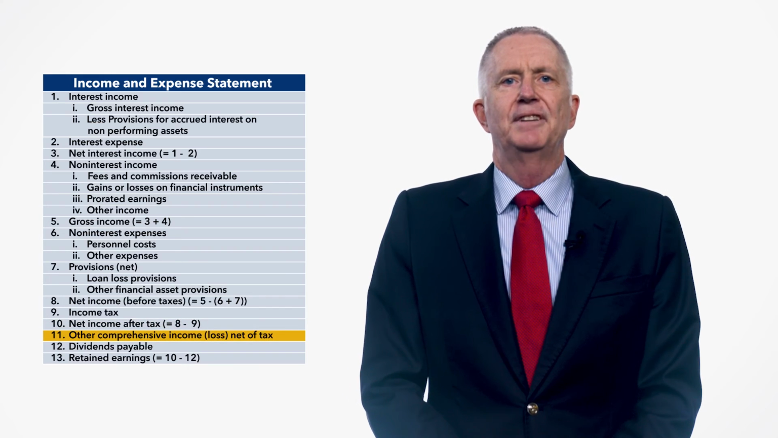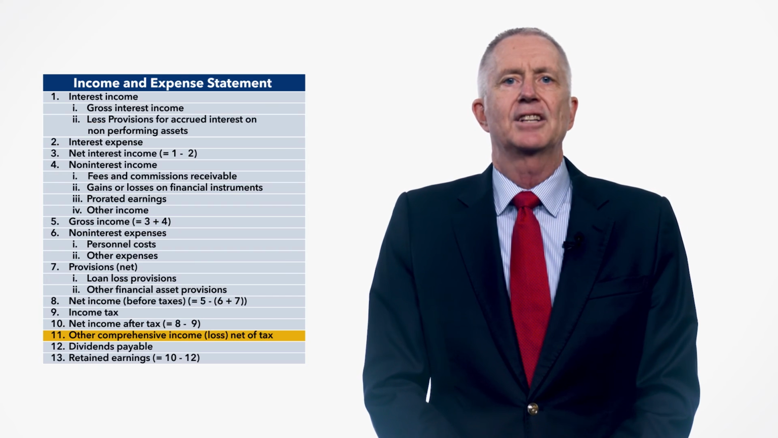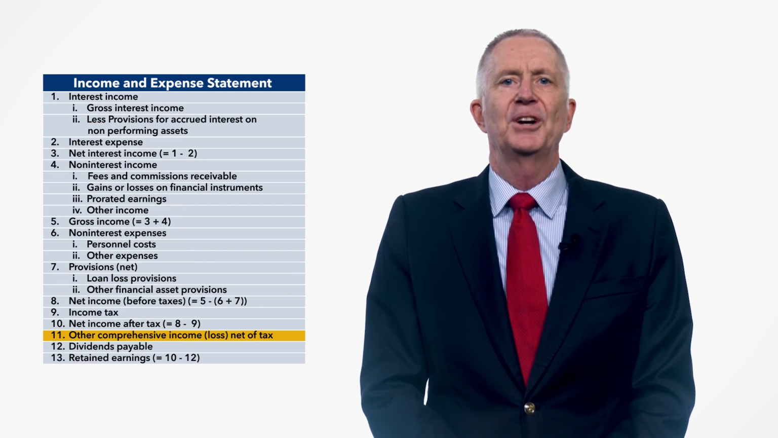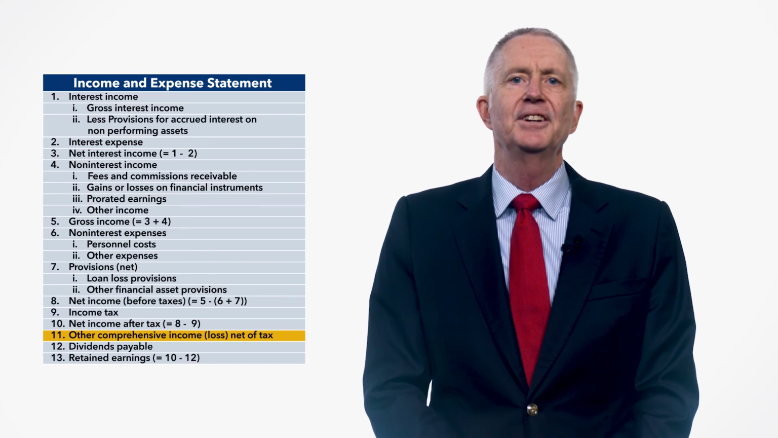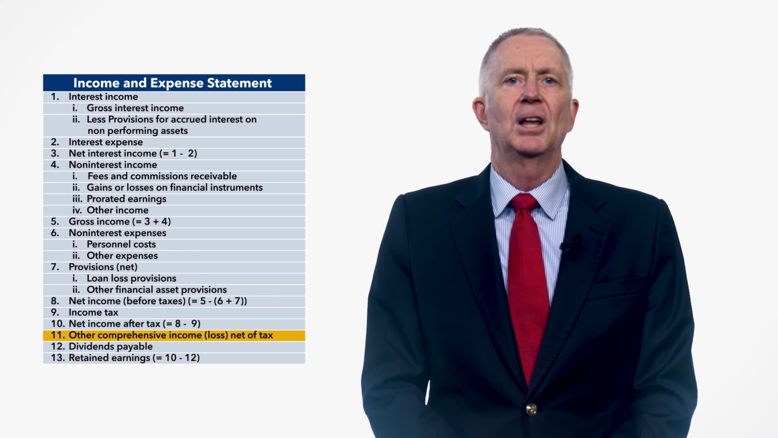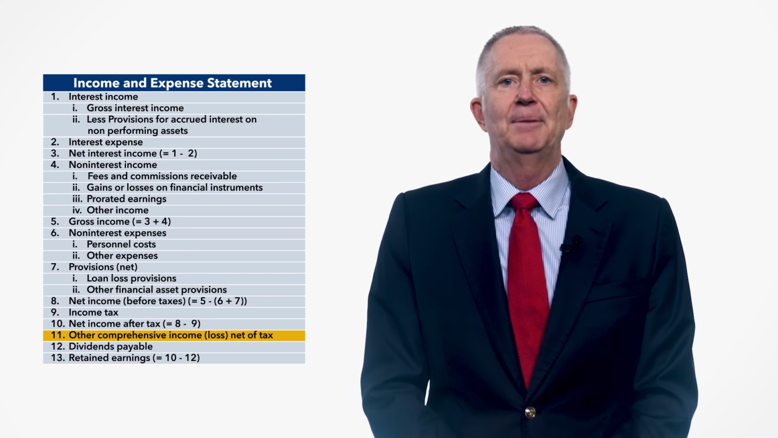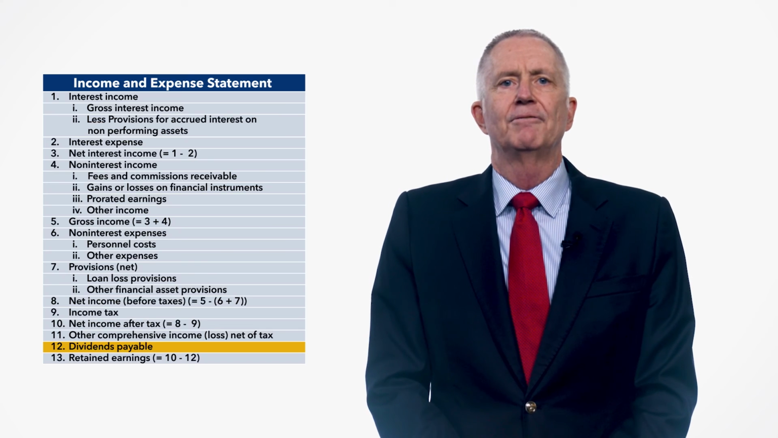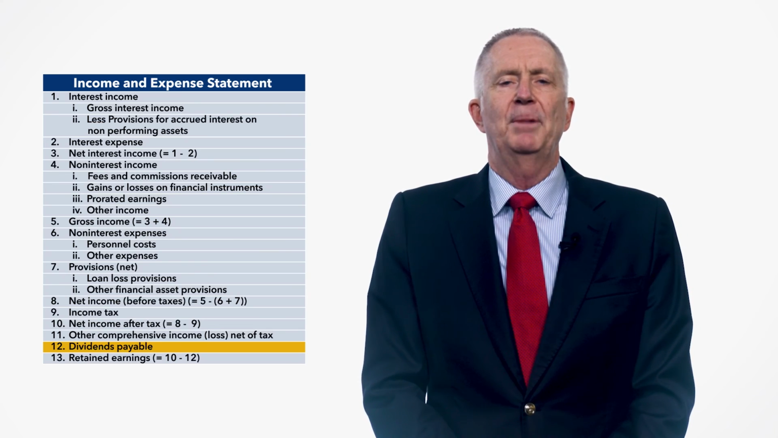Other comprehensive income or loss, net of tax, line 11, records the total from the Statement of Other Comprehensive Income and Loss in an International Accounting Standard, or IAS 1, compliant set of financial statements. Dividends payable, line 12, are dividends declared but not paid in the reporting period. These amounts will be distributed in future to the owners of the enterprise.